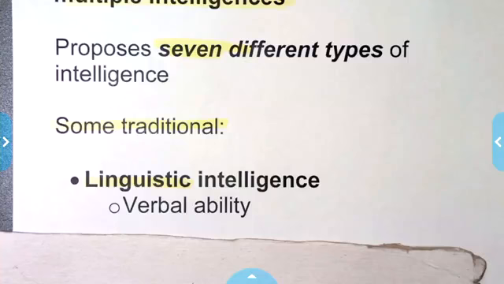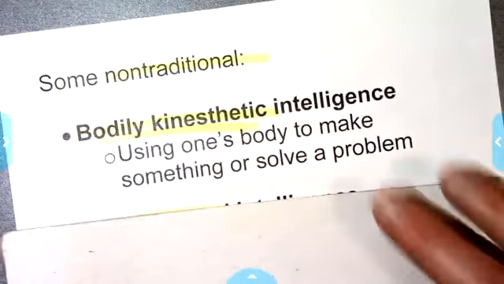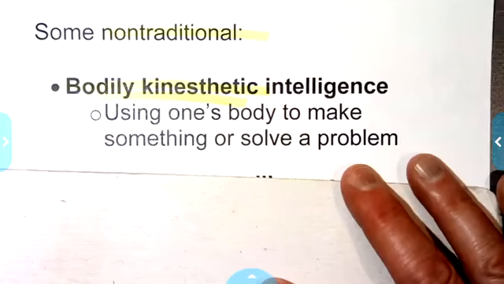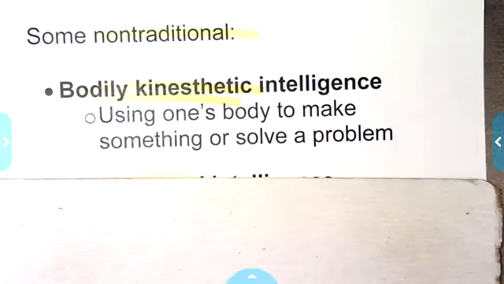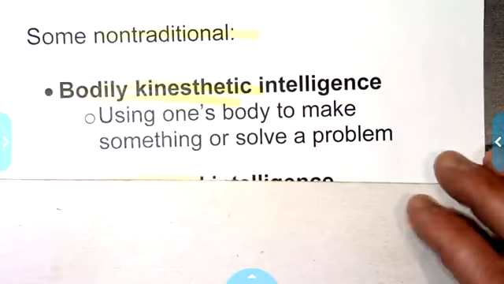But what makes Gardner's theory different from most is the fact that he says, in addition to linguistic intelligence, we should be measuring additional kinds of intelligence as well. Here are some of the non-traditional forms of intelligence that Gardner says that we should be measuring. And yes, do take notes on this. Some of the non-traditional forms of intelligence included in Gardner's theory of multiple intelligences.